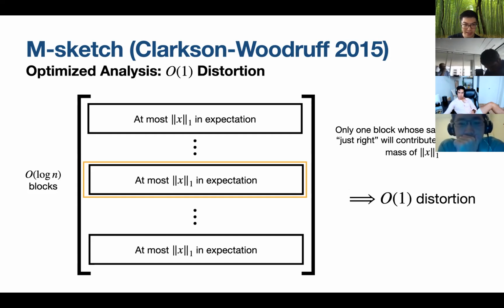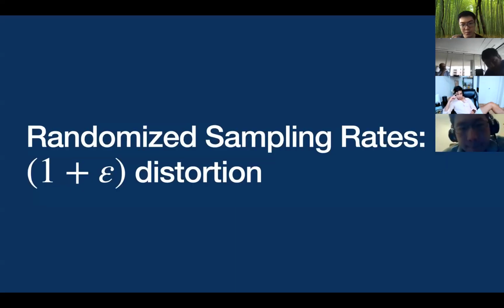Okay, so this was the analysis for the M sketch, which allowed for the O of 1 distortion. Now we want to achieve a 1 plus epsilon distortion. And this was O of 1 distortion for a single vector, right? Exactly, yes. This whole part of the talk is only going to cover the result for embedding one vector.